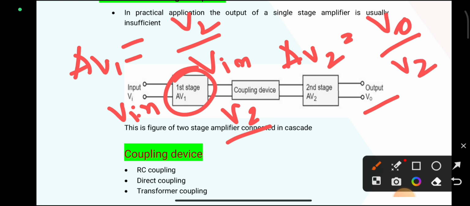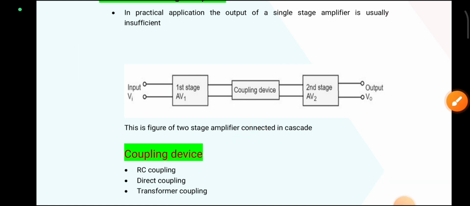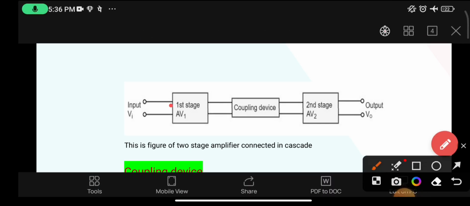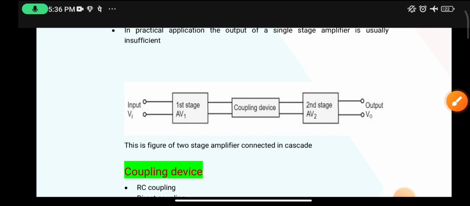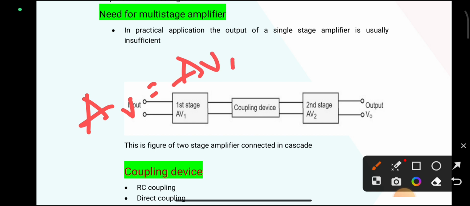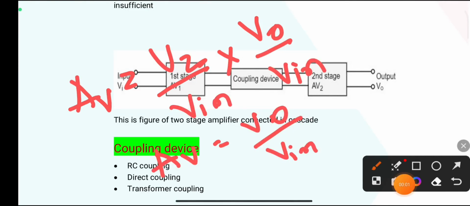I already said that the gain of the multi-stage amplifier is the product of the individual gains. So that's why AV is equal to AV1 into AV2. I already wrote the relations of AV1 and AV2. The gain of the multistage amplifier AV is equal to V output by V in. So that's why the gain is higher than the single stage amplifier.